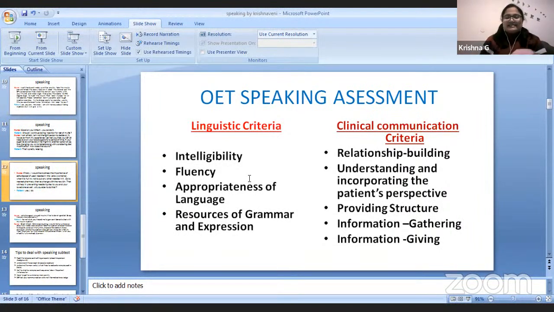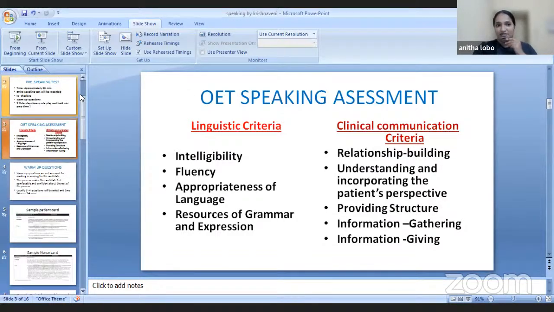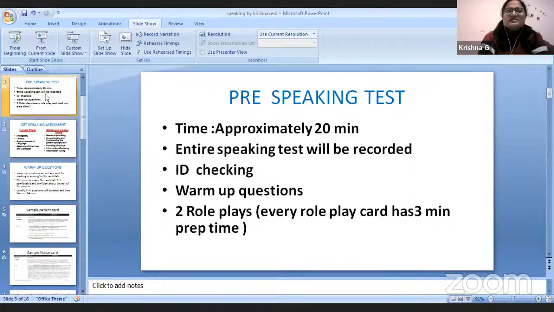Is there anything else I can help you with, Anita? Yes, I have one doubt. About the warm-up questions: what can we ask the interlocutor? No, no. The warm-up questions are what the interlocutor will ask you. For example, if I am the interlocutor and you are the candidate nurse who came for the exam, I just ask you, "Can you please tell me about yourself, how you..." Then we just act as if it is the real role play card.